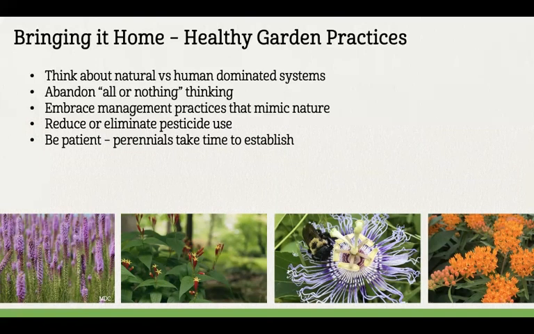Finally, we need to be patient and remember that native perennials may take some time to establish. Some may take a couple of years to begin blooming. And this may be a shift if you're used to buying non-native annuals at the hardware store and replacing them every year or every season. The wait is worth it.